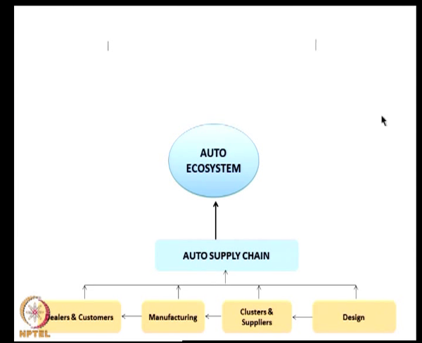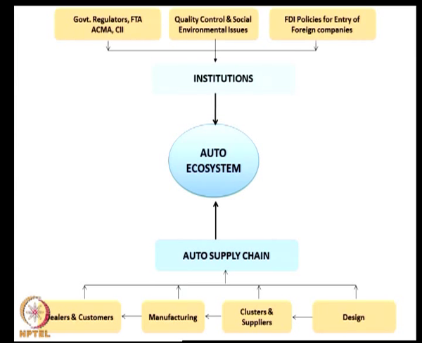Let's look at what kinds of government regulations come in. There are a lot of government regulations, the free trade agreements. For example, India has free trade agreements in the auto sector with some countries. There is the ACMA, that is the Auto Components Manufacturers Association, and also CII, which is the Confederation of Indian Industries.